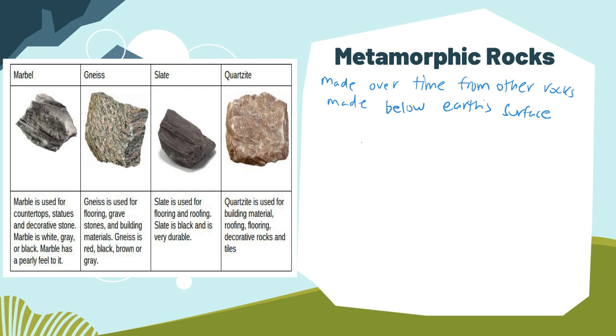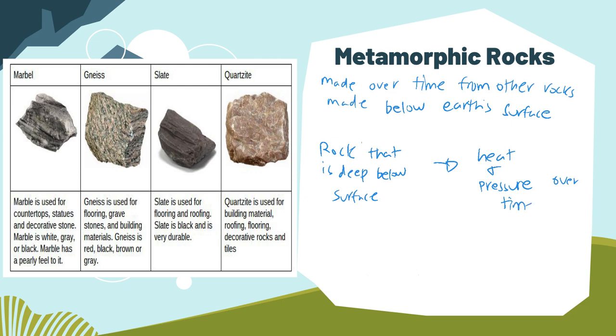So essentially what happens is you have a rock that's deep below the surface. Some heat and pressure is going to occur over time, which is going to change the rock. And so based on the amount of heat and pressure that's applied, you then get a metamorphic rock that forms.